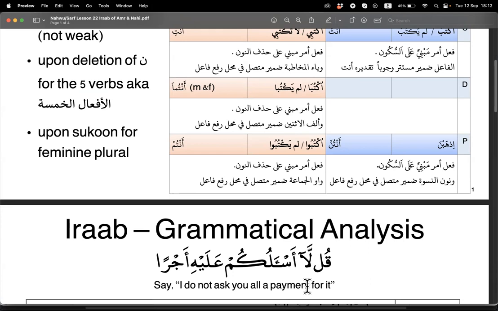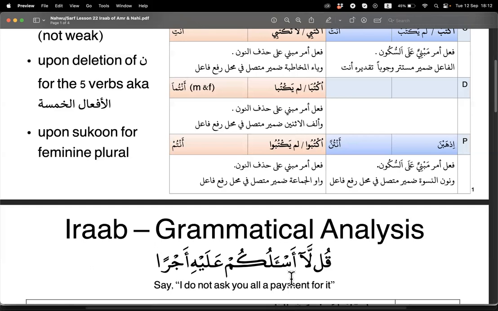As'alukum. As'alu is fi'il mudorri, ana. Fi'il mudorri marfu, marfu bil dhammah. So if it's fi'il mudhari marfu, then is this la nafi or nahi? Nafi. Yes, nafi is negation. Good. And then how do we say the fa'il ana?